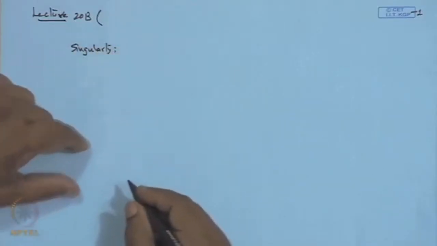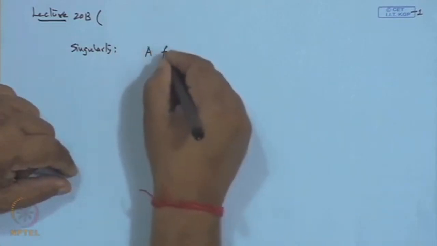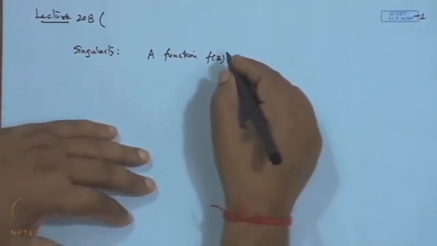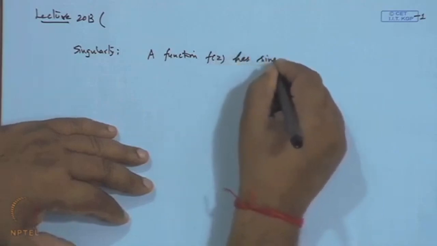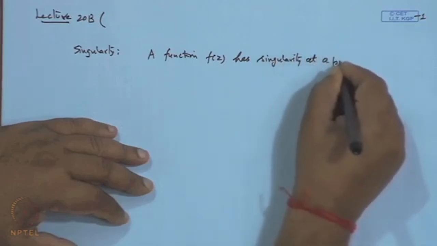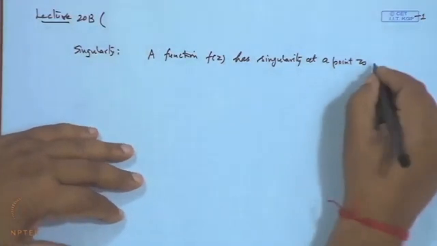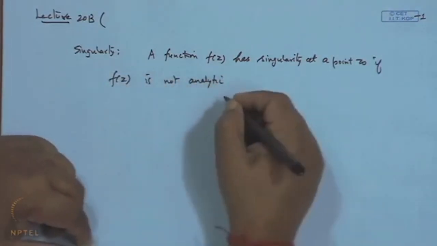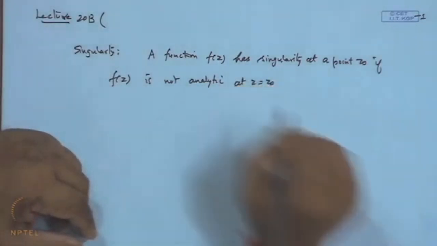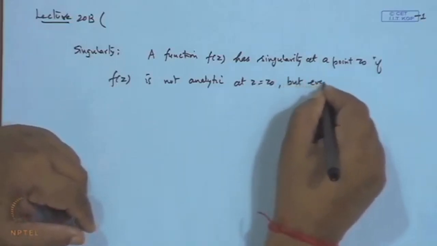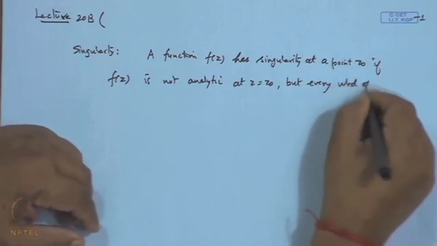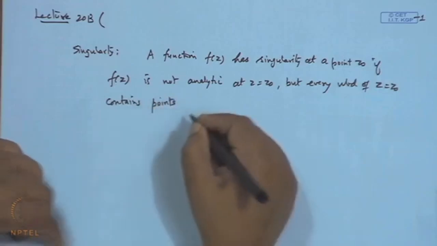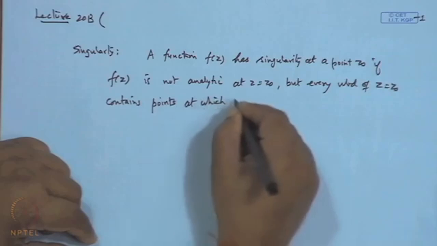So, as we have discussed the singularity, we have defined it as follows: a function f(z) has a singularity at a point z naught if f(z) is not analytic at z naught, that is, it ceases to be analytic, but every neighborhood of z naught contains points at which f is analytic.